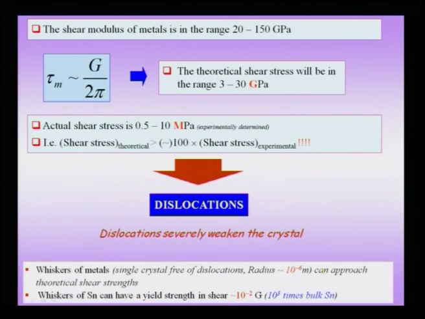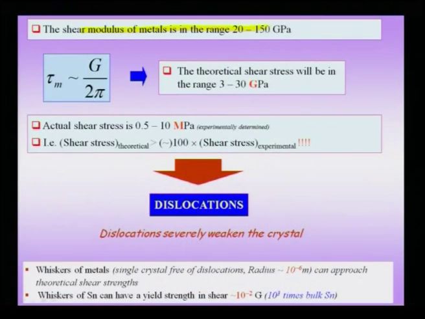To reiterate some of the important things we pointed out in the previous slide, the shear modulus of crystals is in the range of about 20 to 150 GPa. If you consider a complete shearing of one part of the crystal with respect to the other, the maximum shear stress required comes out to the order of about G by 2 pi, which is about 3 to 30 GPa. And the actual yield stress in shear is of the order of 10 MPa. This implies the crystal is much weaker compared to the theoretical shearing mechanism originally proposed.